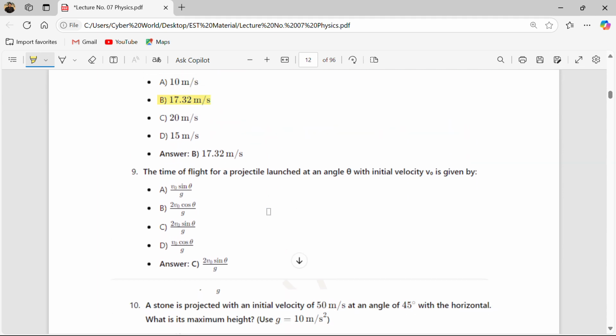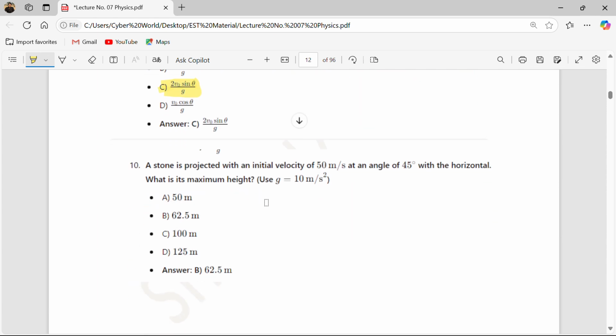The time of flight for a projectile launched at an angle theta with an initial velocity of v naught is given by. So what is the expression of time of flight in projectile motion? The correct answer for the time of flight is 2v naught sine of theta, not the cos expression. 2v naught sine of theta divided by g. This is the expression of time of flight in projectile motion.